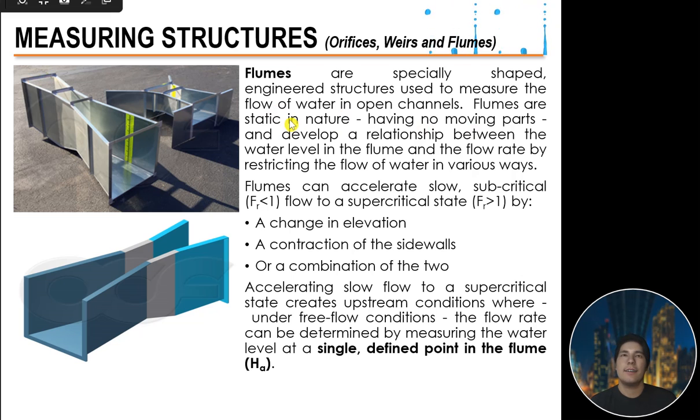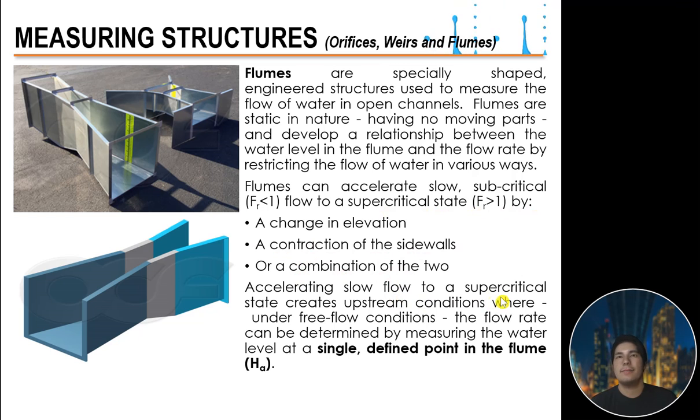So flumes are static in nature, having no moving parts, and develop a relationship between the water level in the flume and the flow rate by restricting the flow of water in various ways, no? Flumes can accelerate slow, subcritical, bali yung Froude number is less than 1, or supercritical state, bali yung Froude number is greater than 1, by a change in elevation, a contraction on the sidewall, or a combination of the two.